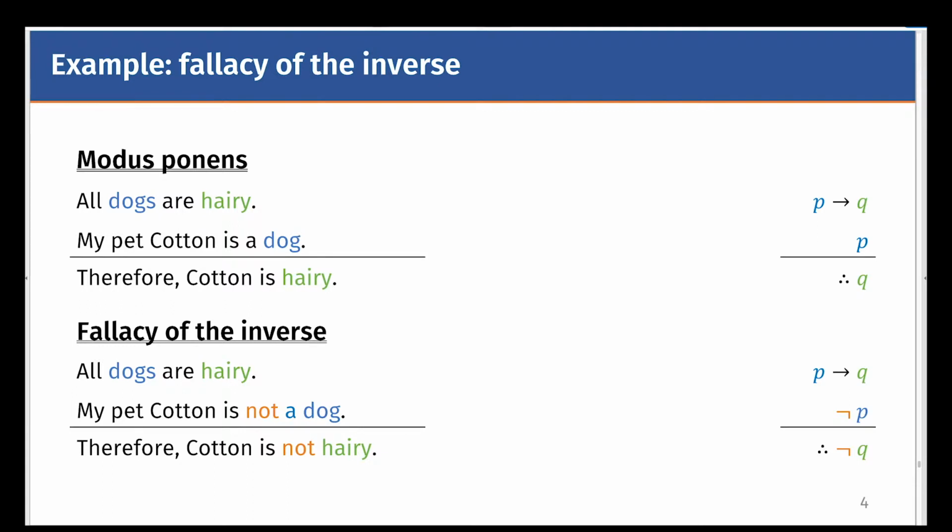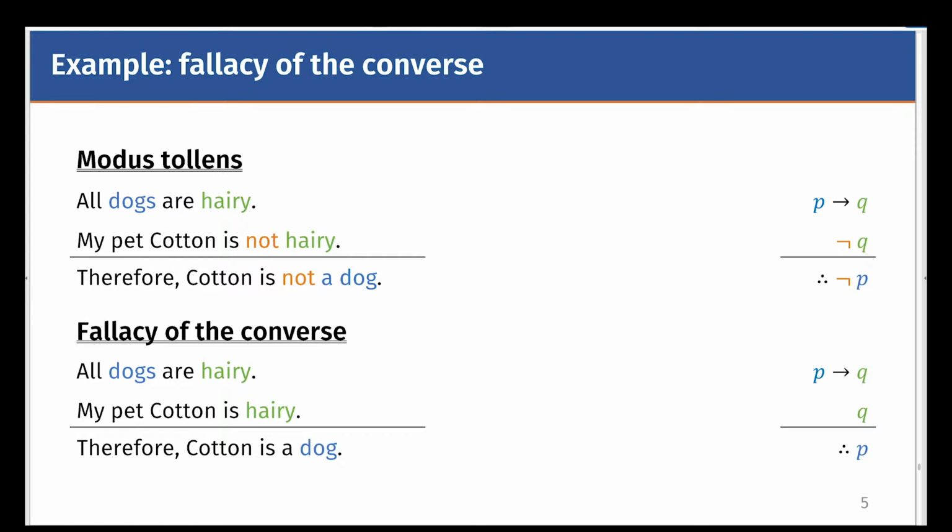Here's an example of a fallacy of the inverse compared with modus ponens. In modus ponens, you would normally say, all dogs are hairy, my pet Cotton is a dog, therefore Cotton is hairy. Now that is a valid argument. However, it is invalid to say, all dogs are hairy, my pet Cotton is not a dog, therefore Cotton is not hairy. You can verify this by drawing an Euler diagram. In the fallacy of the inverse, it is invalid because Cotton is not a dog doesn't mean that Cotton will not necessarily be hairy.